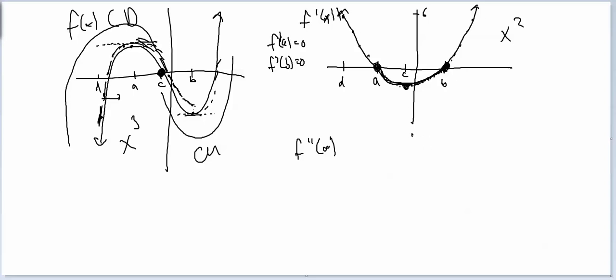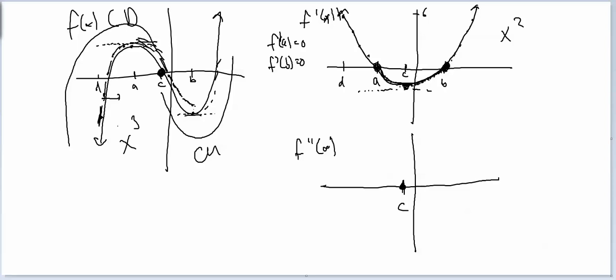If we had to draw the second derivative, we know that at point C we have that point of inflection, and the second derivative is basically the derivative of the first derivative. Notice that the first derivative has a slope of 0 at that point of inflection. So that means the second derivative has an intercept at that point of inflection.